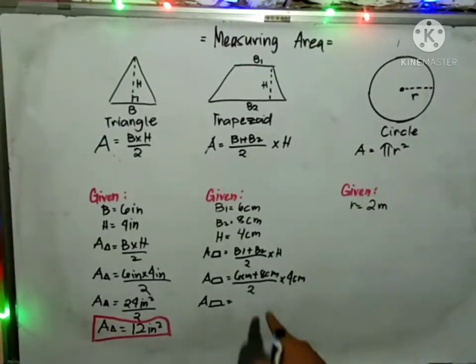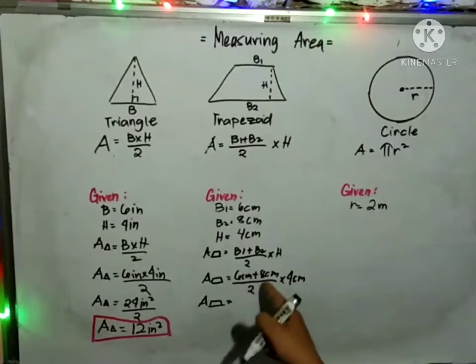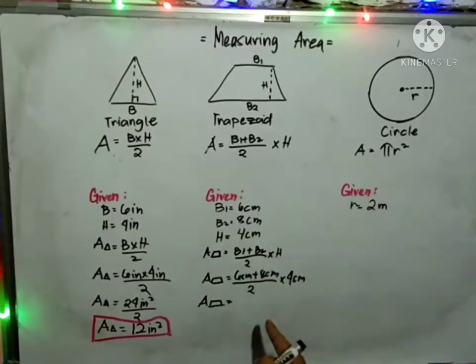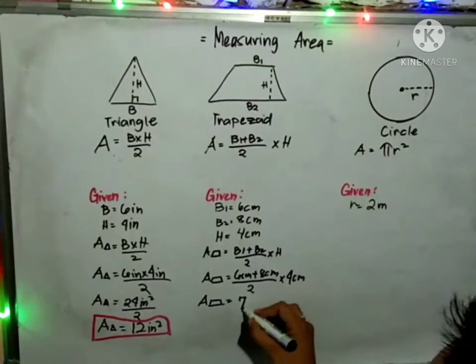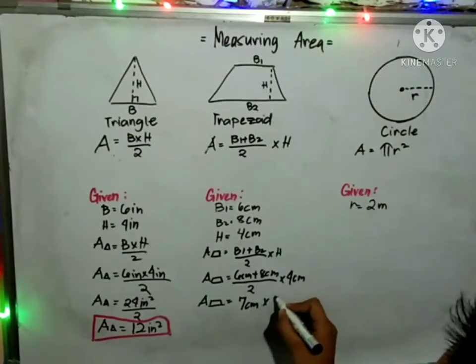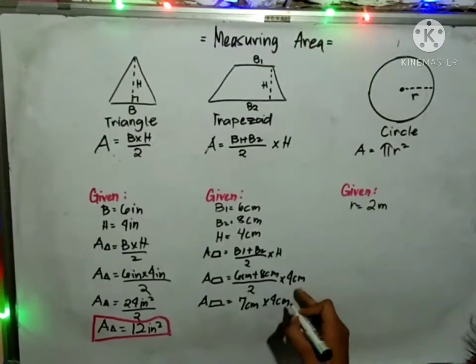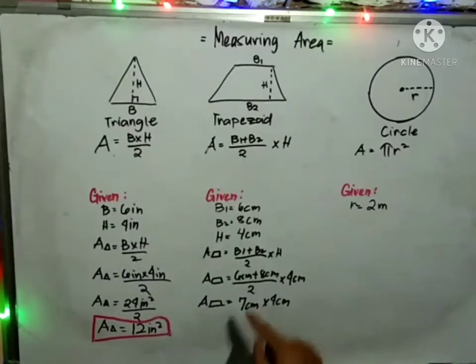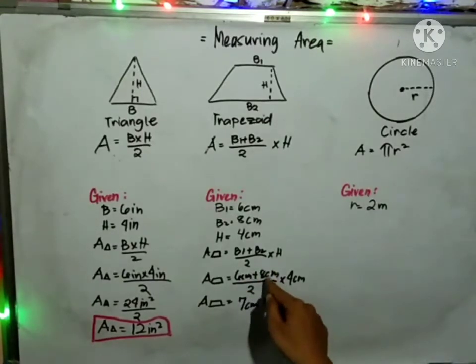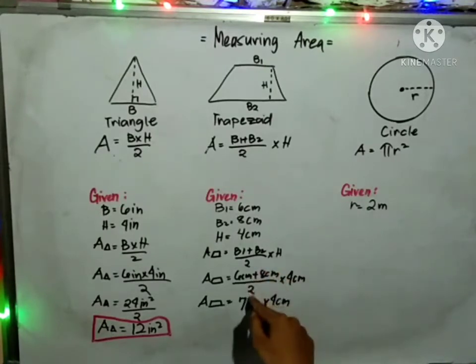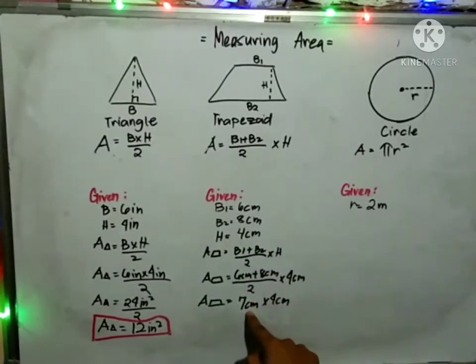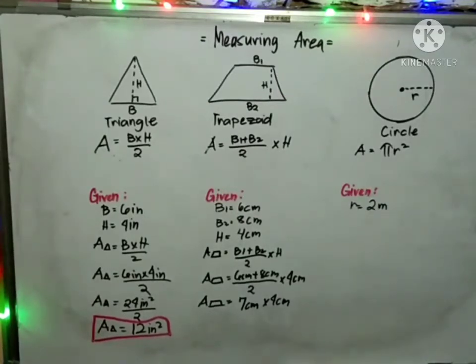Bilisan natin ang pag-solve. Shortcut na natin. 6 plus 8 is equal to 14 divided by 2. 14 divided by 2 is equal to 7 centimeters times 4 centimeters yung height. Ulitin natin. 6 plus 8 is equal to 14 and 14 divided by 2 is equal to 7 centimeters times 4 centimeters kasi yun yung height.